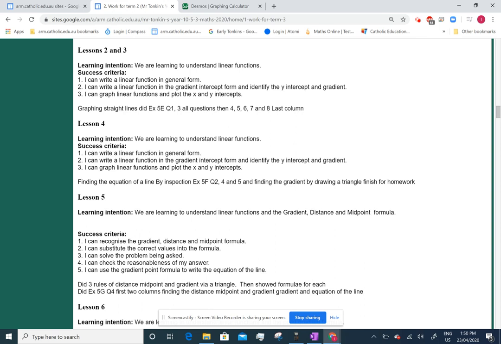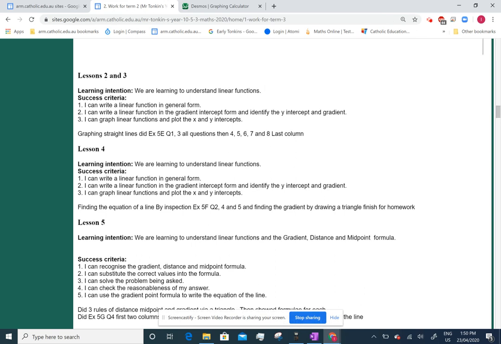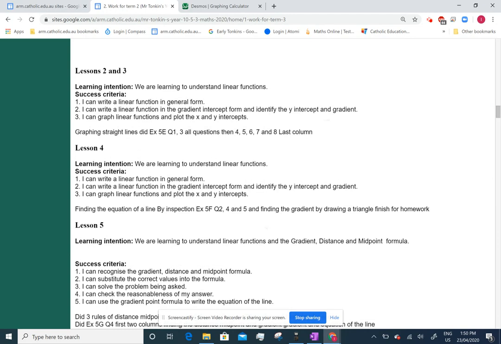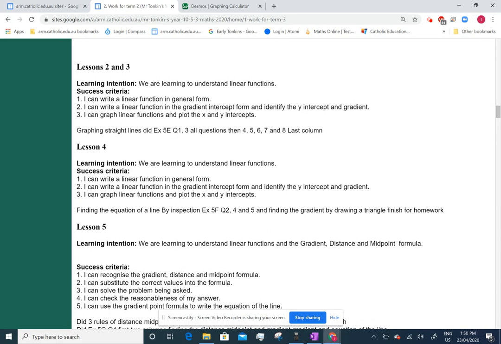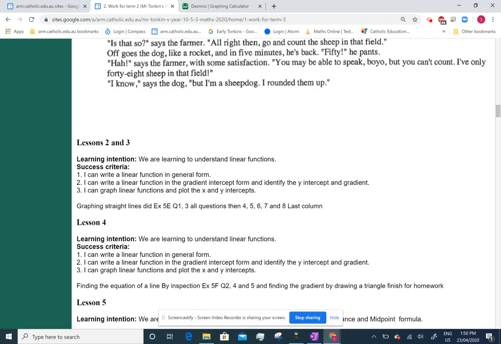Okay, Year 10. The next two lessons in our work for this week: exercise 5E, questions 1, 3, all of those ones, and then the last column of 4, 5, 6, 7, and 8. You need to make sure you've done the other work, all those worksheets, and watch the introductory video as well. So let's have a look.